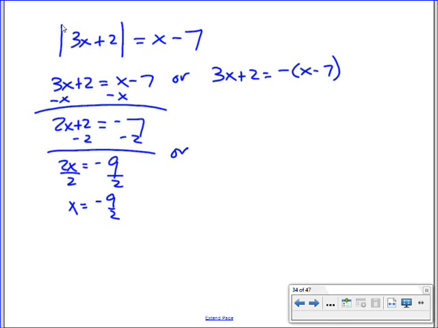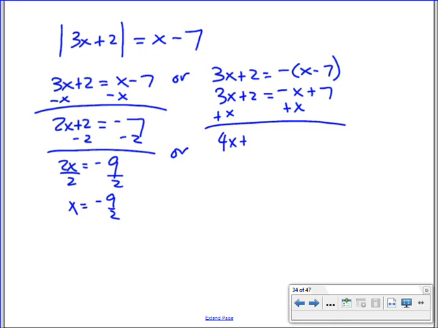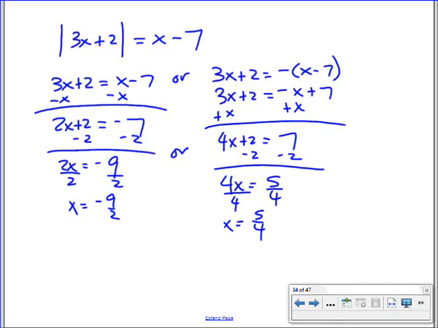Or, here, 3x plus 2 equals the opposite of x minus 7. So we'll add x to each side, and we get 4x plus 2 equals 7. Subtract 2 from each side, we get 4x equals 5, and divide both sides by 4, we get x equals 5/4.